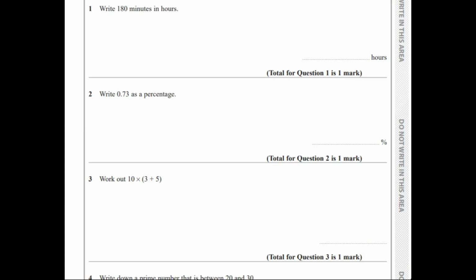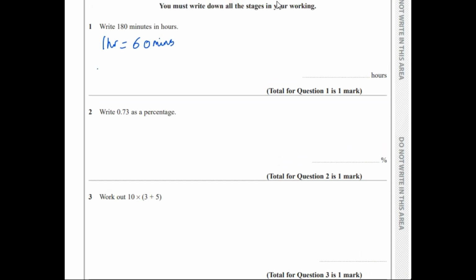Firstly, just going to get the pen up. 1 hour is equal to 60 minutes. That means when we have hours, to get into minutes, we have to times by 60. And then to go from minutes into hours, we have to divide by 60.